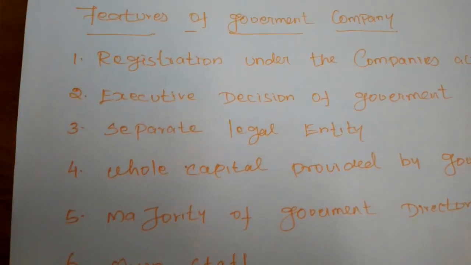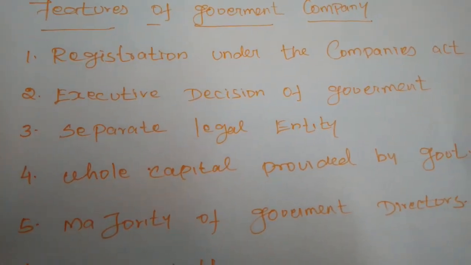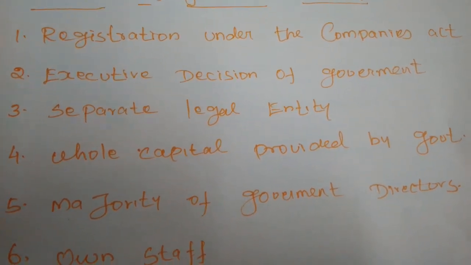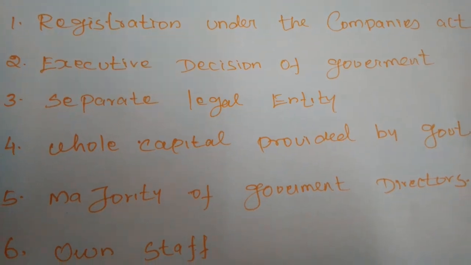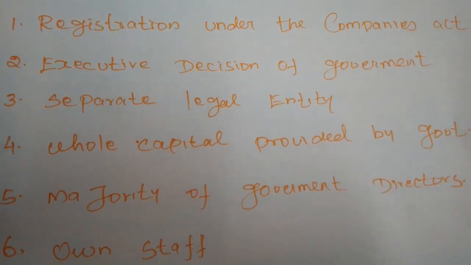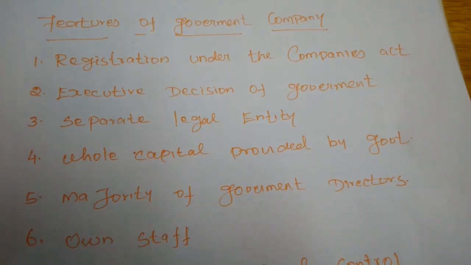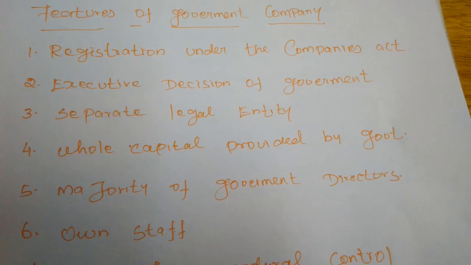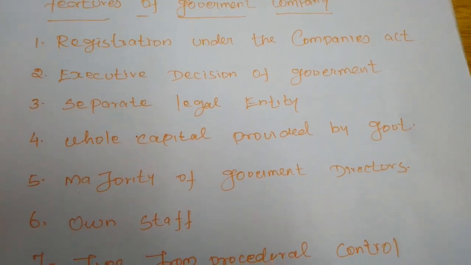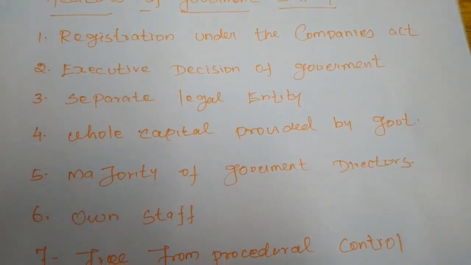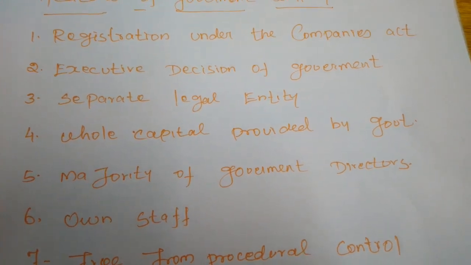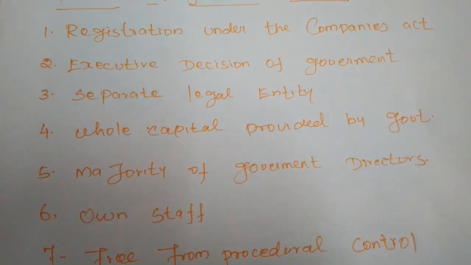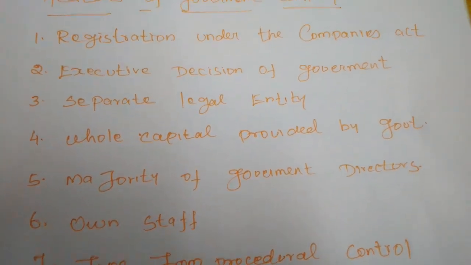Next, executive decision of government. A government company is created by an executive decision of the government without seeking the approval of the parliament or the state legislature. By establishing the government company, there is no need to get the approval of the parliament or the state legislature. Even the state government or the central government has the power to establish the company.